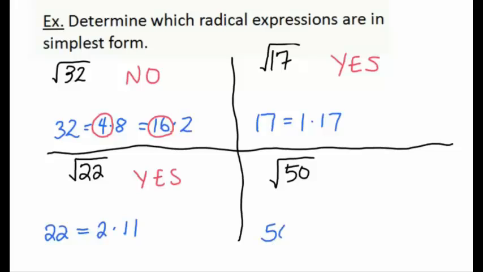For the number 50, we know that 50 is 2 times 25. And 25 is a squared number, that's 5 times 5. So this means that the square root of 50 is not in simplest form because it does have a factor that is a perfect square.